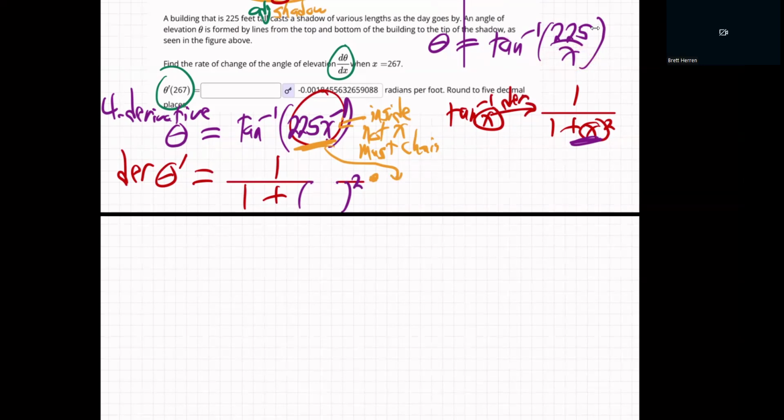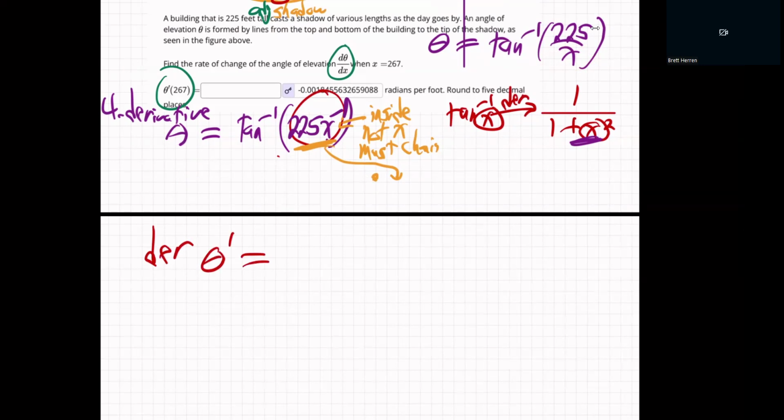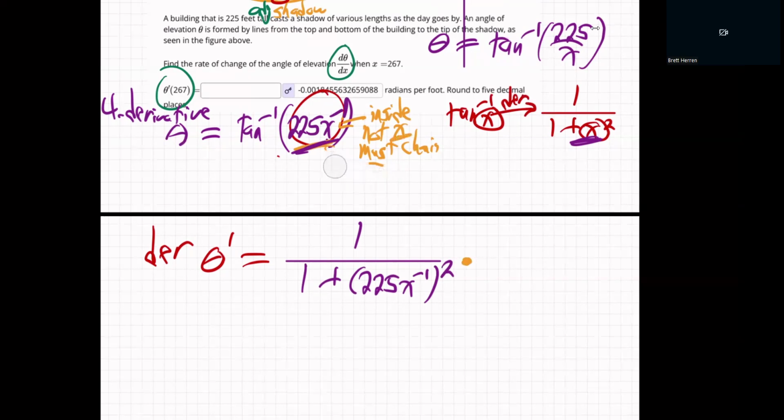So again, let me bring it down here. Sorry, it's getting messy. So the derivative, theta prime. Again, how do you do the derivative? You go 1 over 1 plus whatever's plugged in. So it's 225 x to the minus 1 squared. But the inside is not a simple x. I got to do the derivative of that inside, the derivative of 225 x to the minus 1, because that's what the chain rule says. You got to have another link where you do the derivative inside.